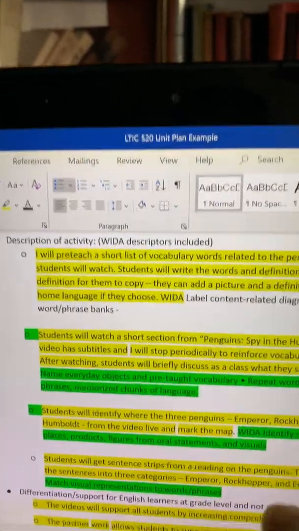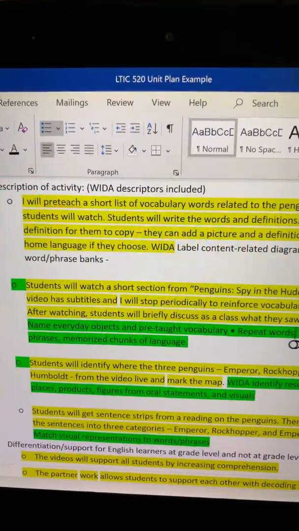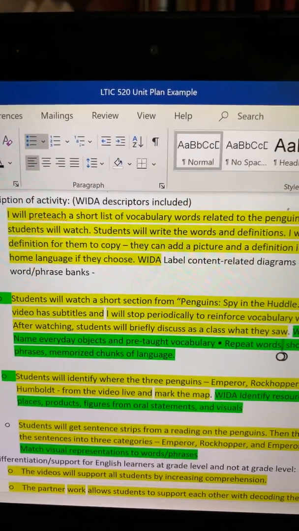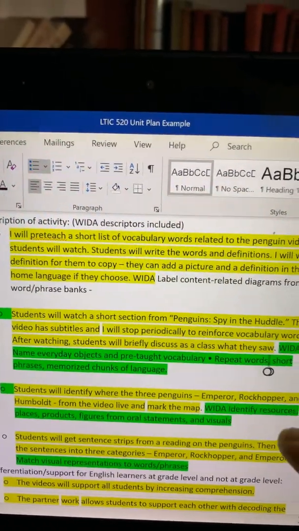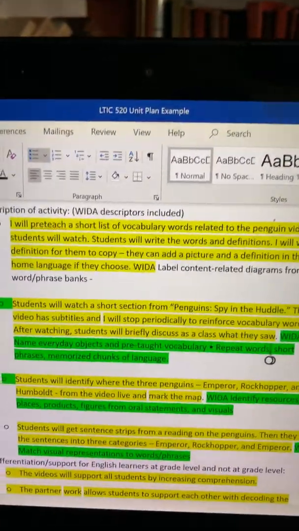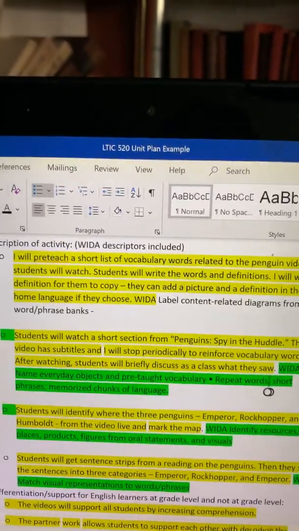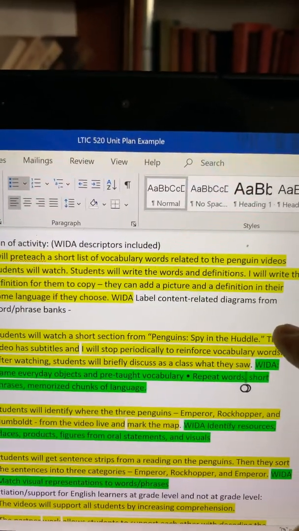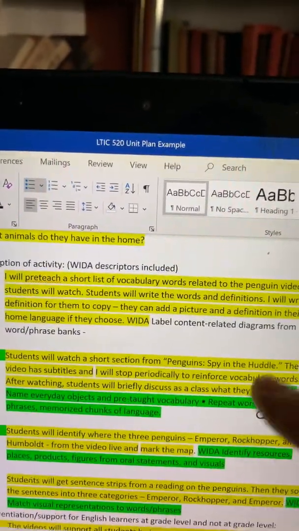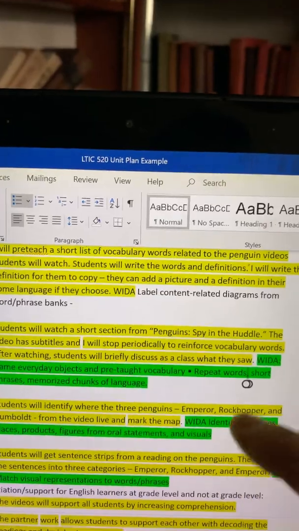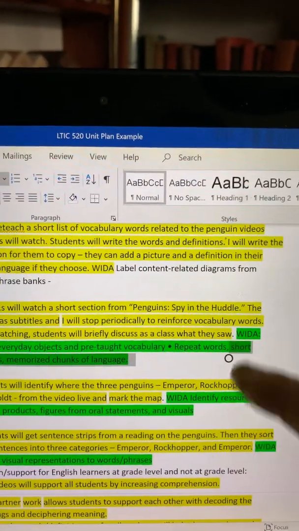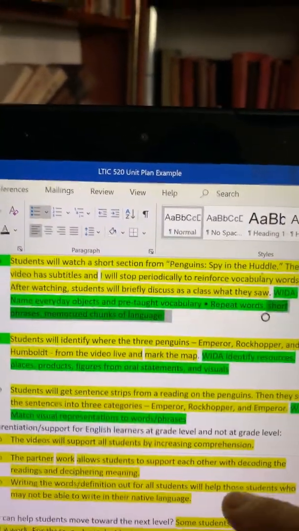So I also move things around a little bit, and you can move things around a little bit. I wrote the description of the activity, you can see in yellow, and then I connected it to the WIDA standards. I missed one here, green. In green, I wrote the WIDA can do. So you can see that I'm going to be pre-teaching and students will be writing a vocabulary, and the WIDA can do at level 1 states that students at level 1 can label content-related diagrams, and they can use words and phrase banks, okay?